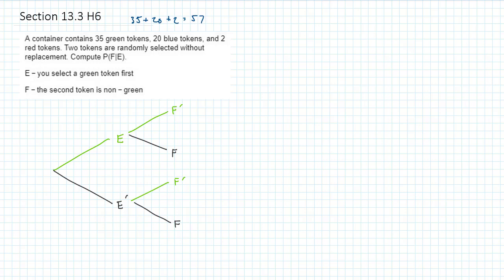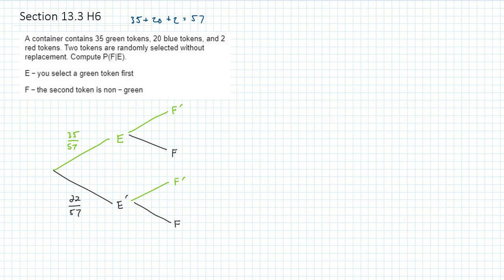So I'm going to go back to thinking about drawing that very first token. Remember, there are 57 tokens total, and of those 35 are green. So the likelihood that you would select a green token first is going to end up being 35 out of 57. That means the likelihood of getting a non-green token is going to be 22 out of 57. So I'm counting the green tokens on the upper branch and the non-green tokens on the lower branch.